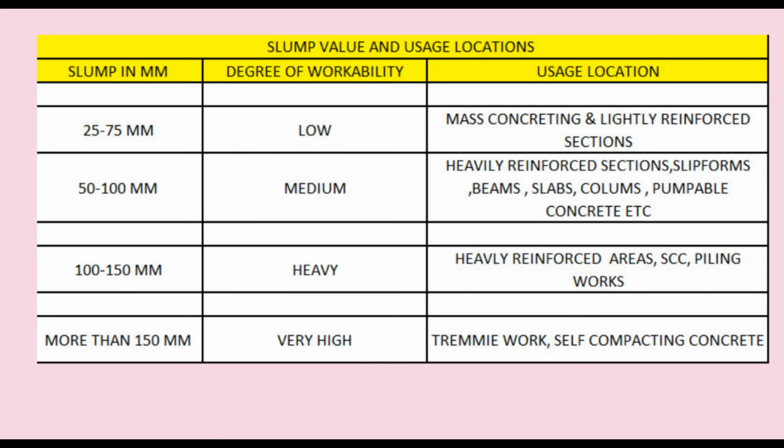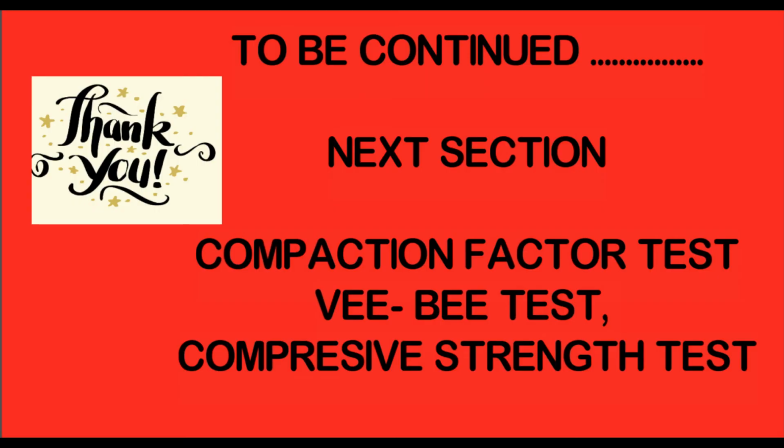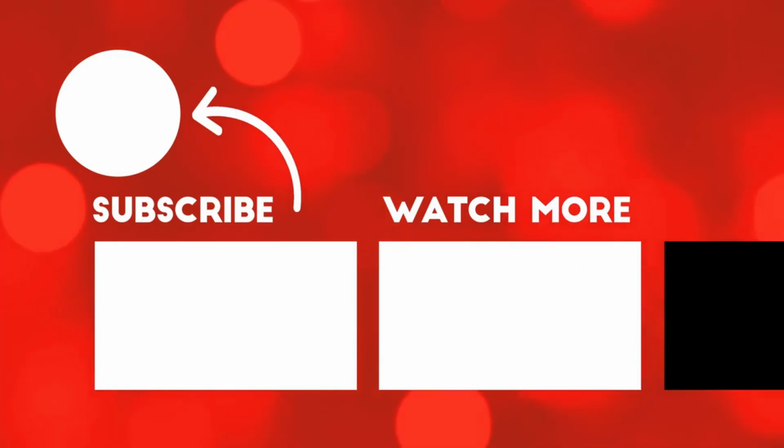And if the slump is 100 to 150 mm, the degree of workability is high, and it is used for heavily reinforced areas, self-compacting concrete, piling works, etc. And if the slump is more than 150, the degree of workability is very high, and it is normally used for trimming work, self-compacting concrete, and some other uses.